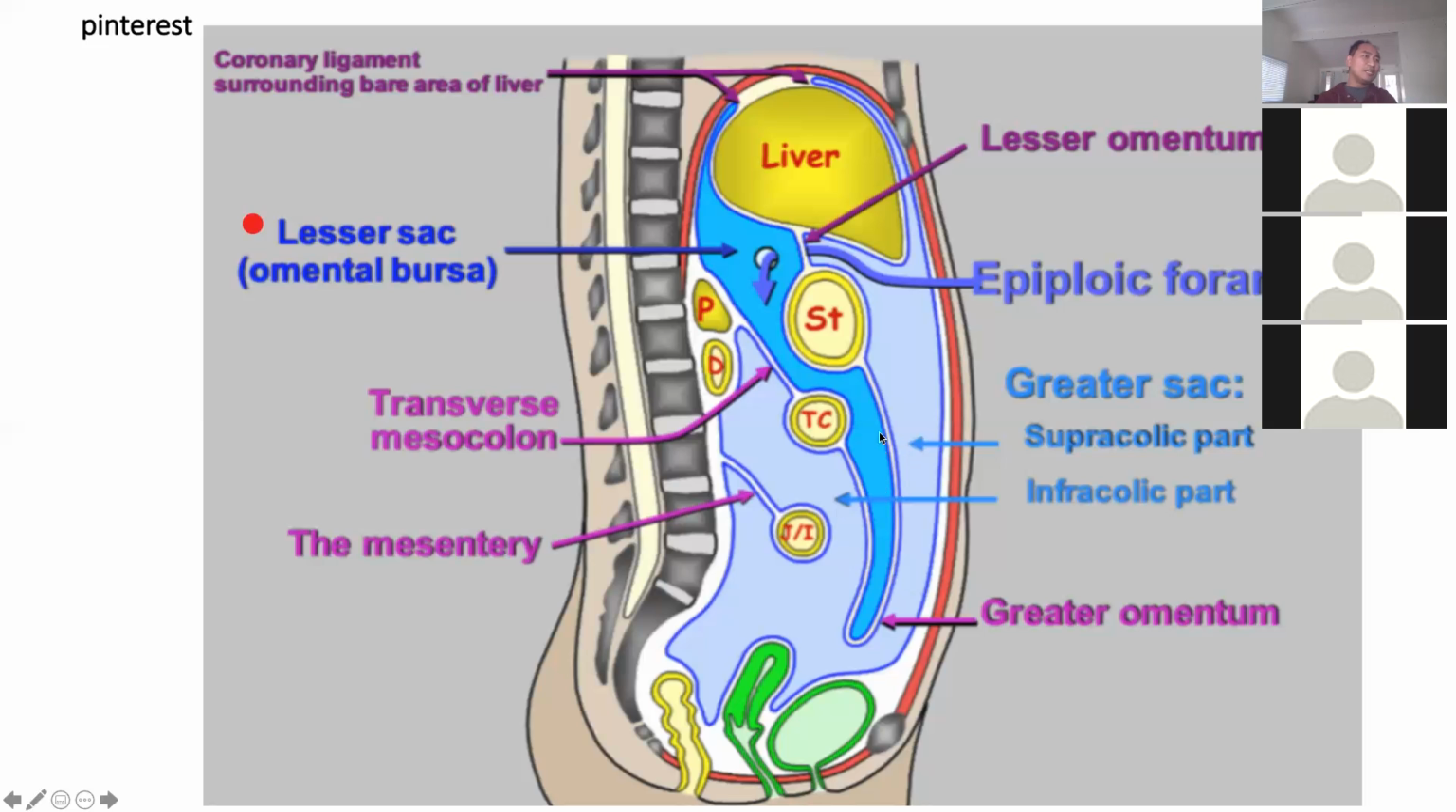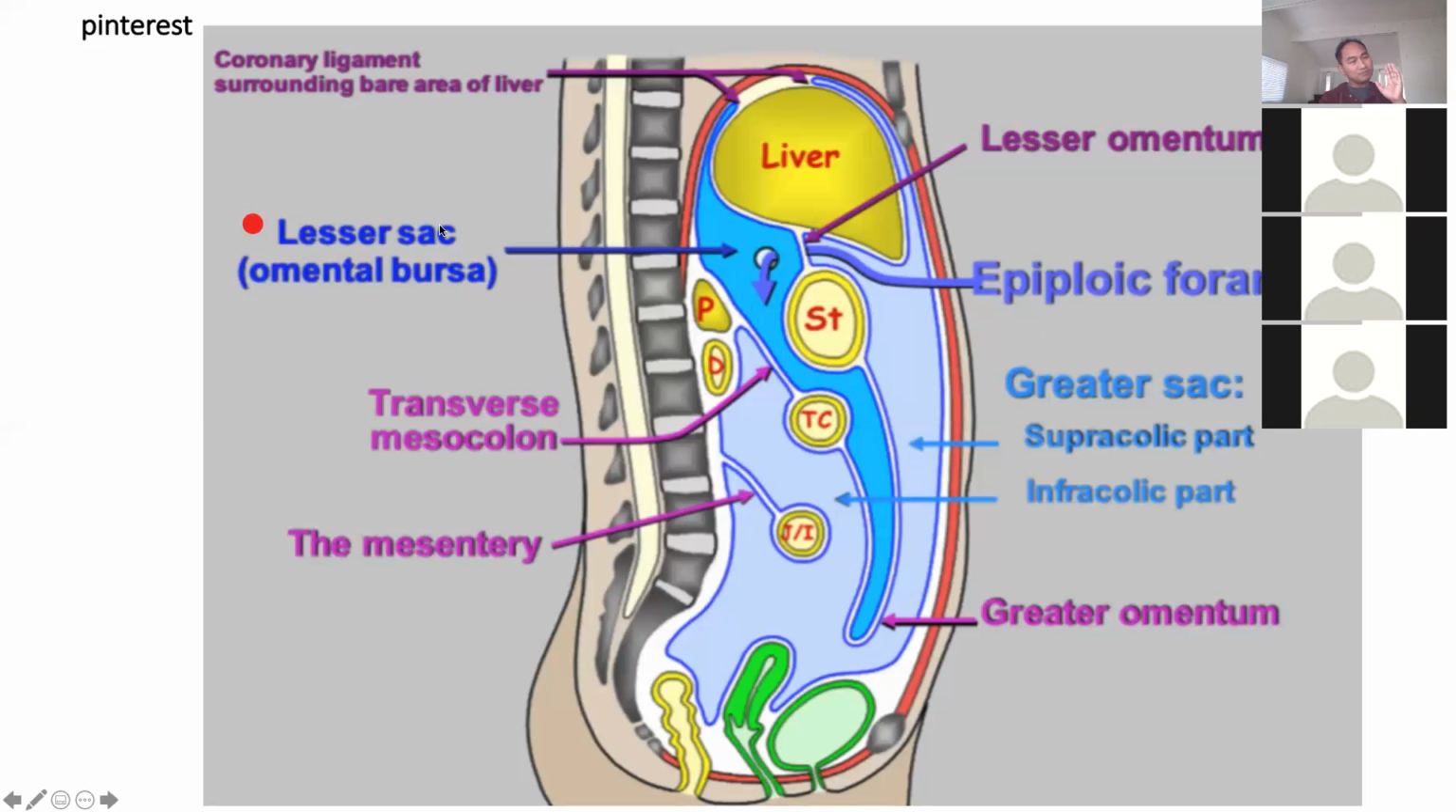So now you can see the greater sac, which is colored with the light blue color. And here with the dark blue color, we call it the lesser sac. So posterior to the stomach, in front of the duodenum. So what I want you to remember is greater sac and lesser sac.